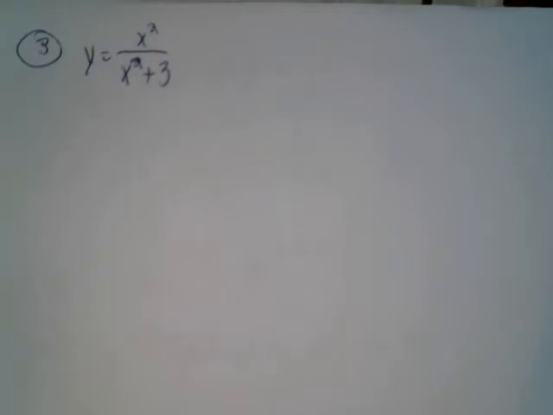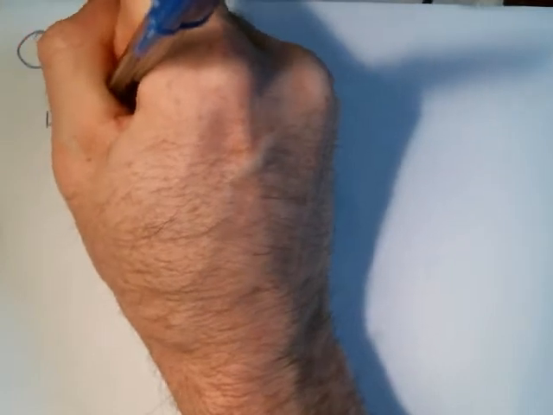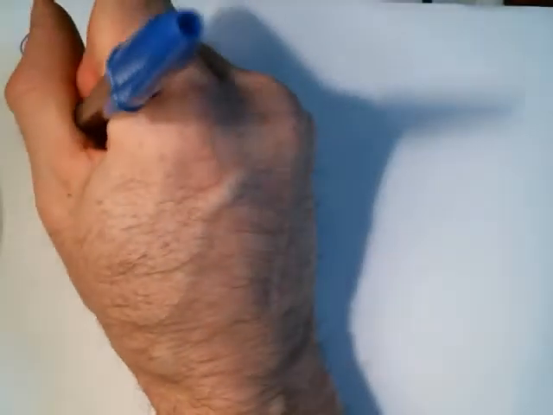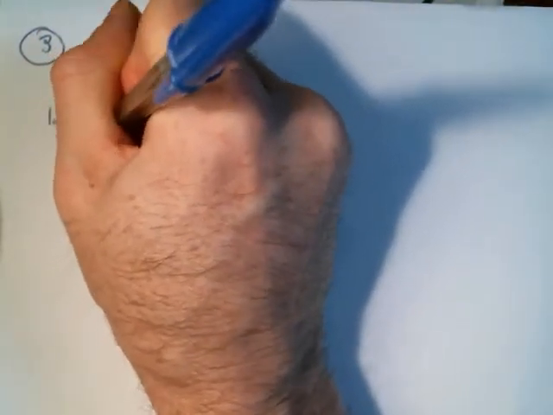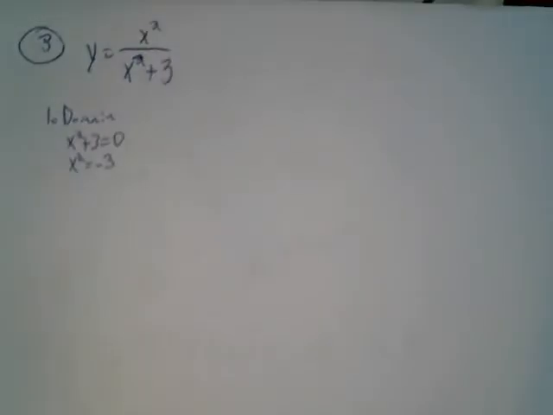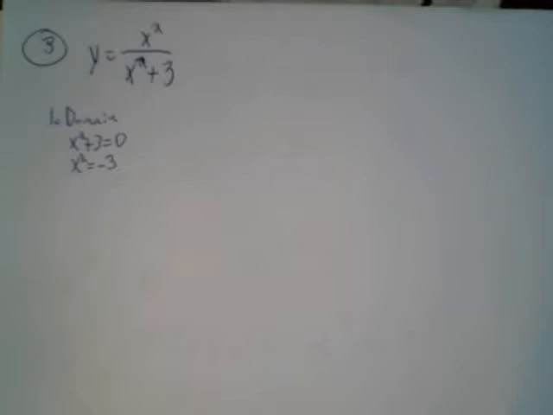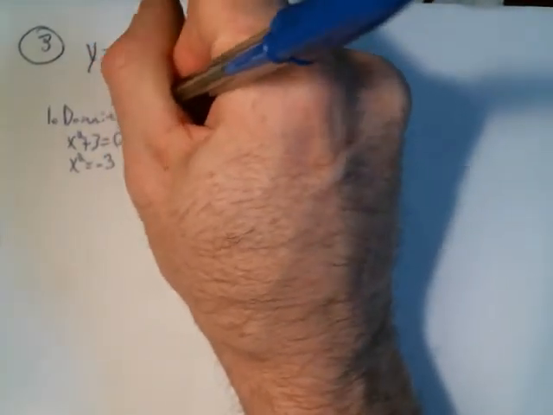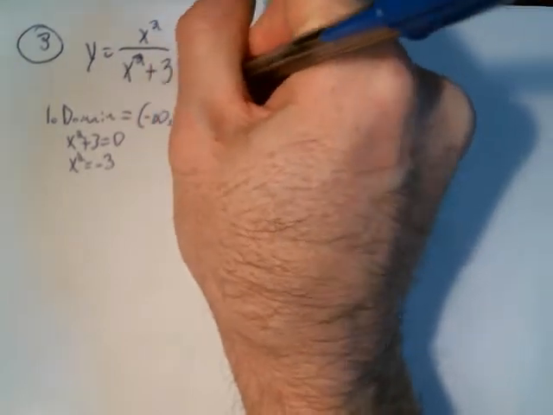Okay, so we have y equals x squared all over x squared plus 3. And first, I want to get the domain. So the domain of a rational function is all real numbers except where the denominator is equal to 0. And if you look at the denominator here, x squared plus 3, you'll have x squared equals -3. In other words, it's never going to equal 0 in the denominator, not in the real numbers. So the domain is going to be -infinity to infinity.